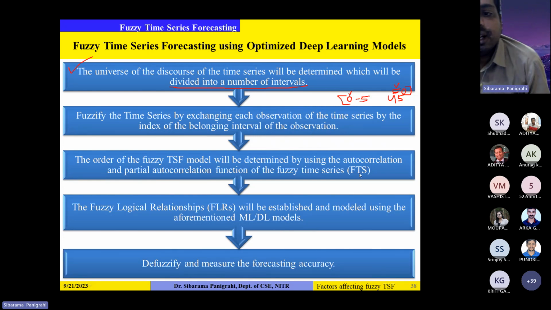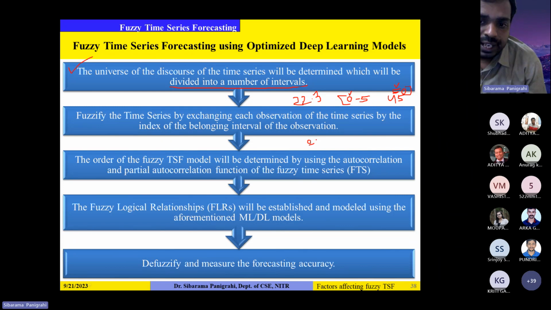So after determination of the length of the interval, you have to fuzzify the time series. In order to fuzzify the time series, you replace each observation of the time series by the index of the interval the observation belongs to. For example, suppose the temperature is 22.3 degrees centigrade. It belongs to the interval 20 to 30. So what is the index? So for 0 to 10, the interval index is, let's say, 0.